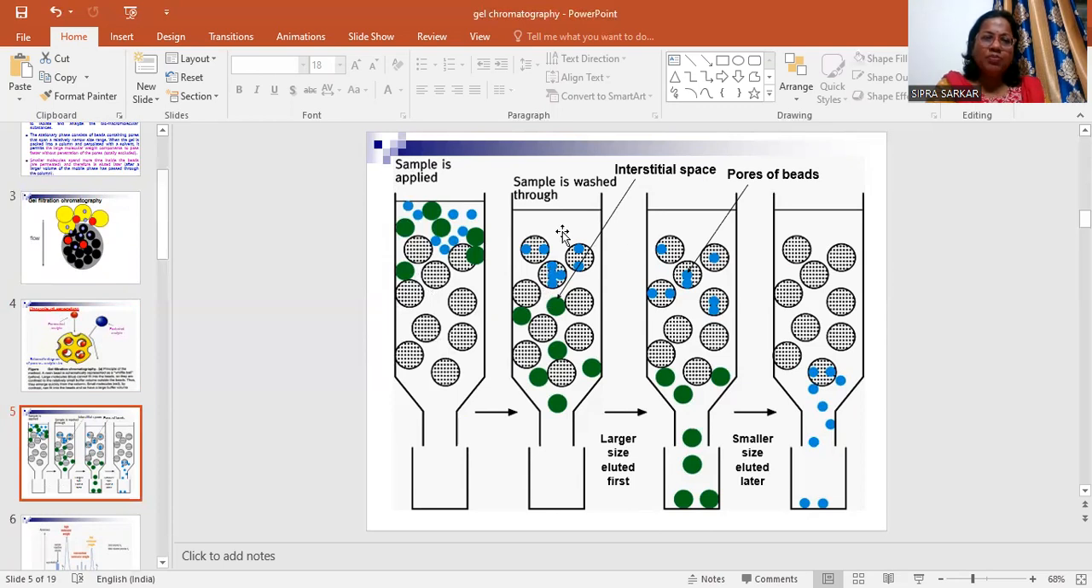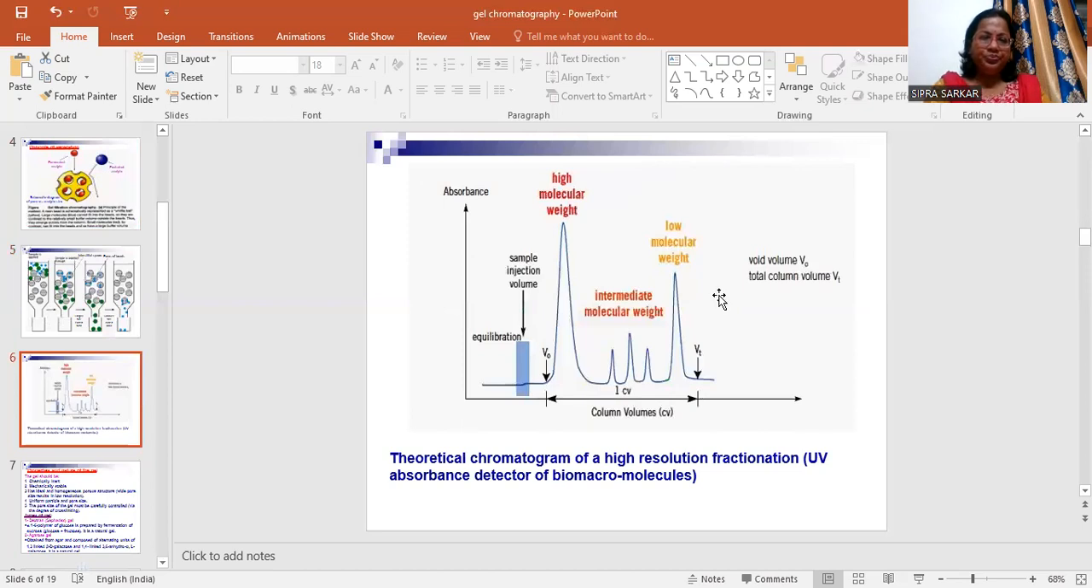Sample is washed through some buffer. In the interstitial phase, the larger molecules will be eluted and small molecules will be fixed into the gel pores of the beads. And after washing with different solvents and buffer, the smaller molecules will be collected. This is the schematic diagram.